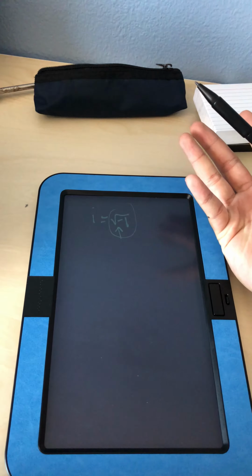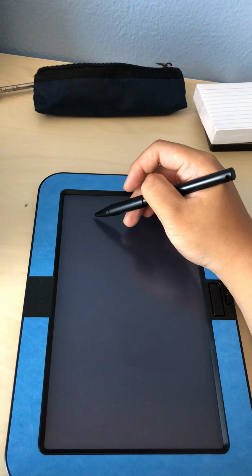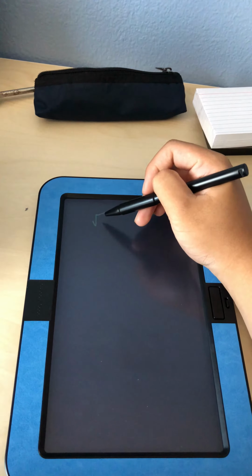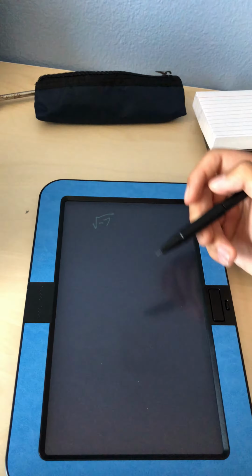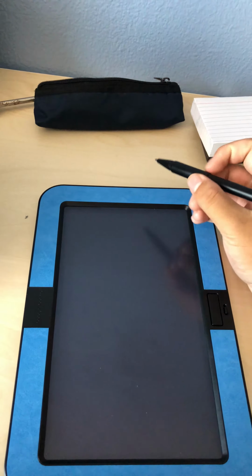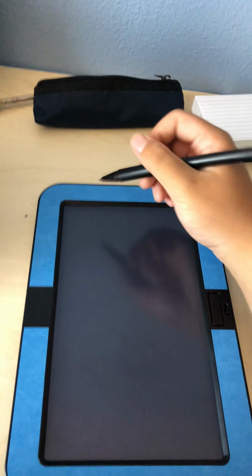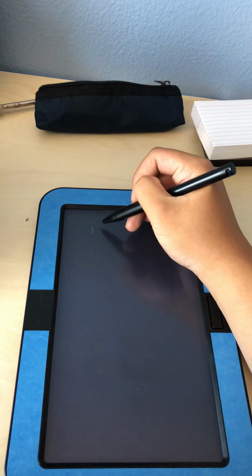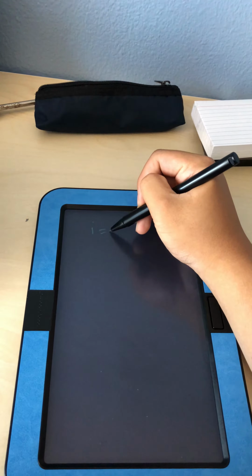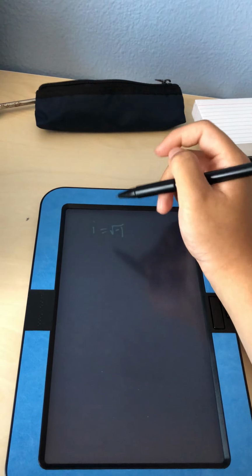Now, there are certain situations where you can get an imaginary number, like a square root of -7 or something like that, but in this lesson we won't be covering that. In this case, we know i is equal to the square root of -1.